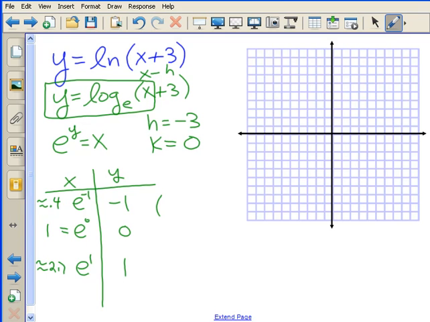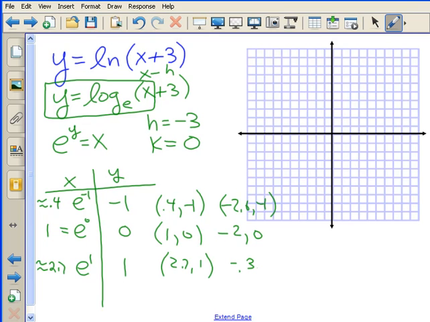So our base points are (0.4, -1), (1, 0), and (2.7, 1). Now we have to subtract 3 from each of the x values, so we get (-2.6, -1), (-2, 0), and (-0.3, 1) as our points. And we plot our points.